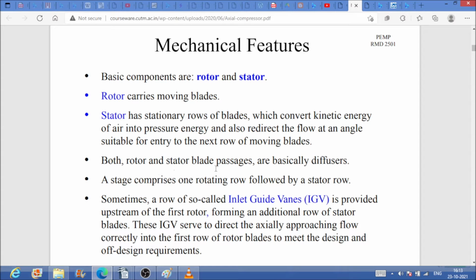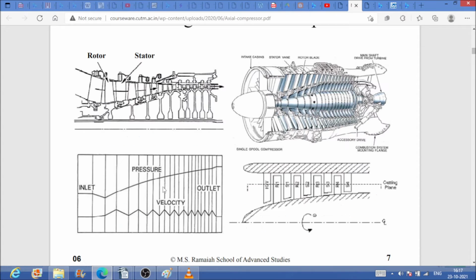Both rotor and stator blade passages are basically diffusers. A stage comprises one rotating row followed by a stator row. Sometimes in the initial stage, a row of so-called inlet guide vanes, that is IGV, is provided upstream of the first rotor, forming an additional row of stator blades. These IGVs serve to direct the axially approaching flow correctly into the first row of rotor blades to meet the design and off-design requirements. Now you can see the shape of these blades.